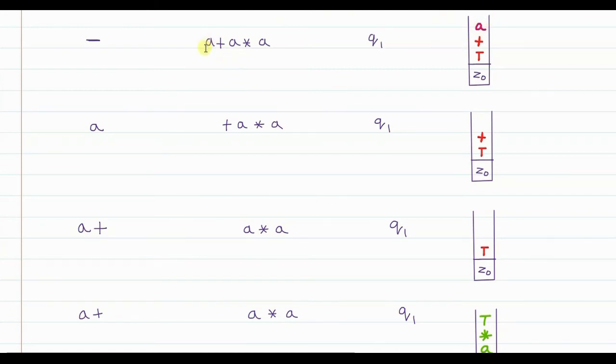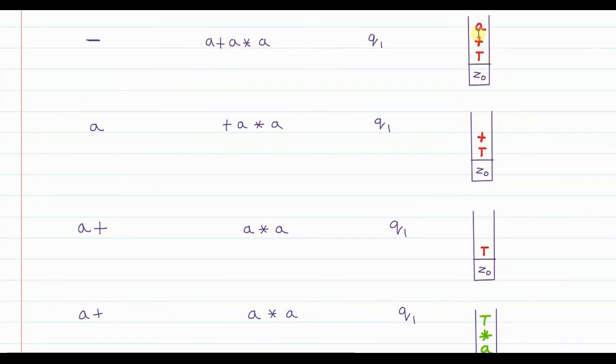So what will happen? Two things will happen. The input pointer now moves to the next input symbol. That's why plus is being written here. A is already read. So the current input symbol moves one place to the right, and the topmost element of the stack, that is A, is compared and cancelled with this A. So A is popped out of the stack.